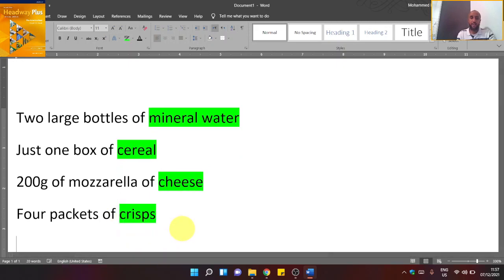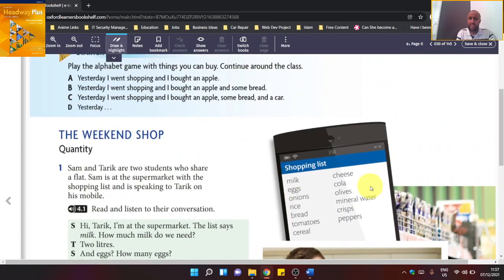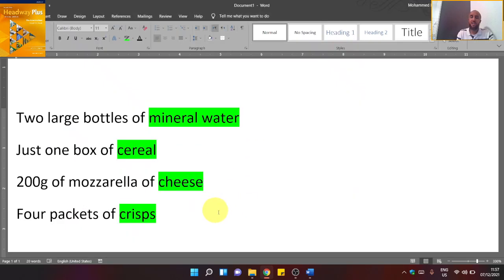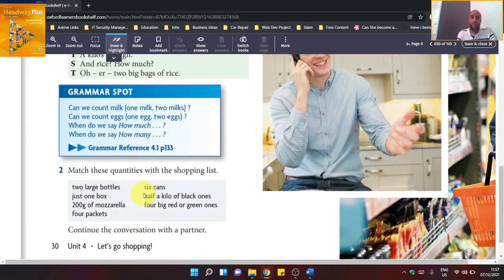Good. The next one says 6 cans. So cans, you know, the cans that you can drink from. So usually we might be talking about cans of cola, right? So we're going to say 6 cans of cola, or Coca-Cola, some people like to say. Okay, cola. Good.